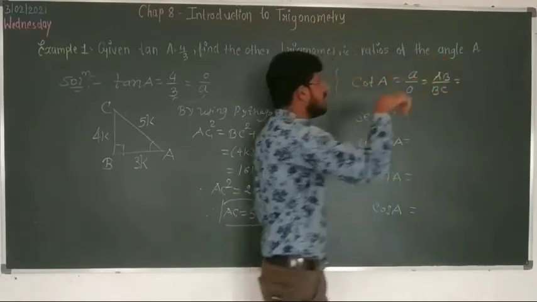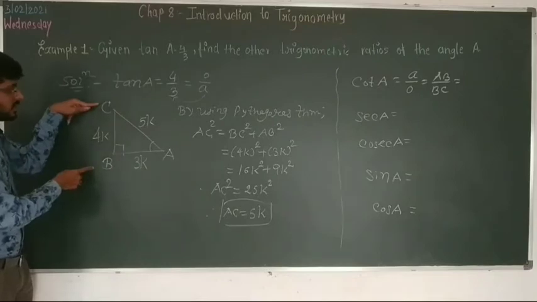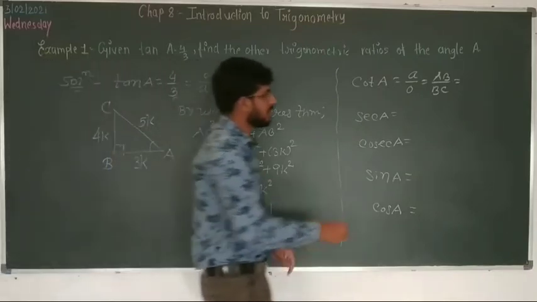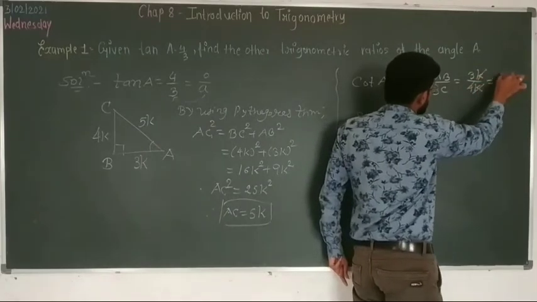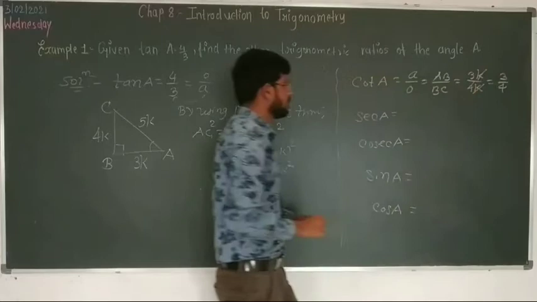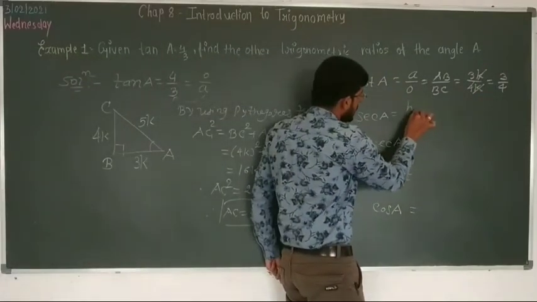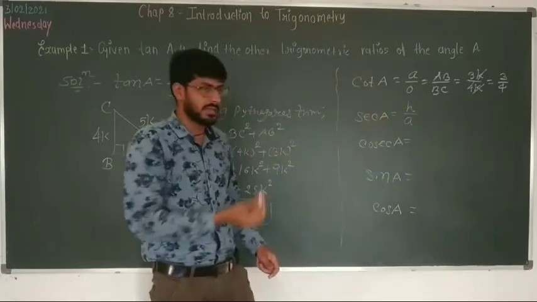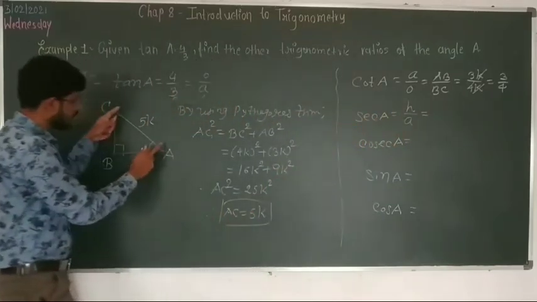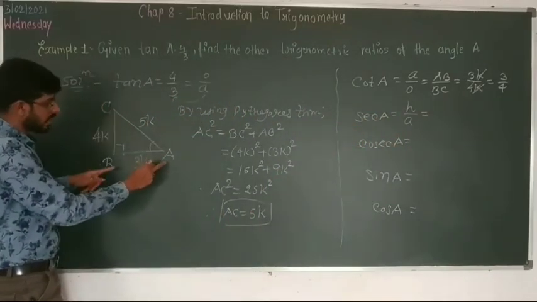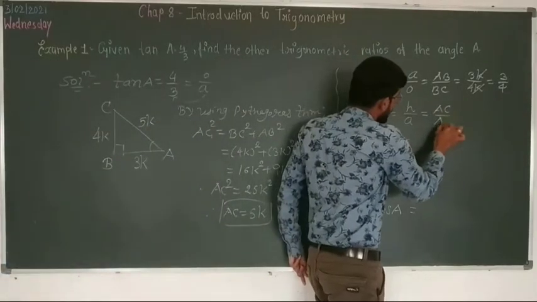Now put the values of AB and BC. The value of AB is 3K and the value of BC is 4K. So 3K upon 4K, K cancels out, and we get 3 by 4. Next find the sec. Sec is given by H upon A, hypotenuse upon adjacent side. The hypotenuse of angle A is AC and the adjacent side of angle A is AB. So AC upon AB.